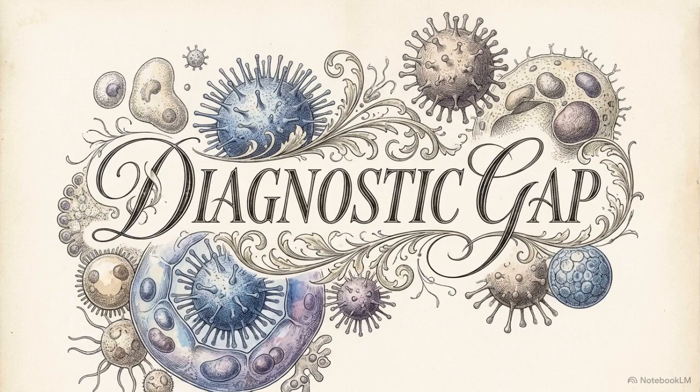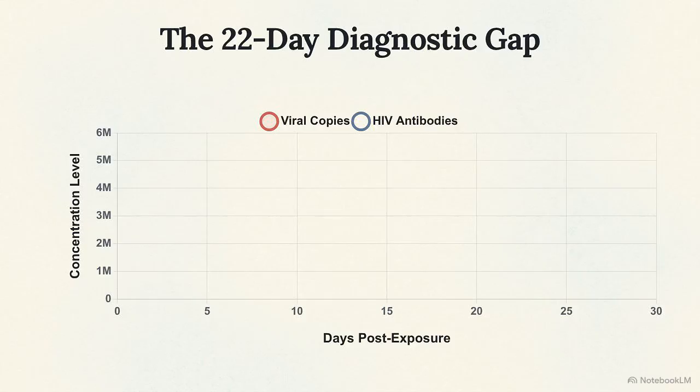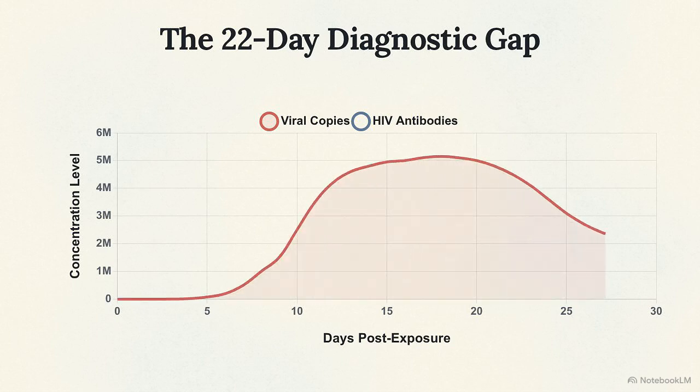Immediately following that initial cellular breach, the patient enters the window period. This is a silent phase where the virus replicates massively, sometimes reaching millions of copies per milliliter of blood, but remains hidden from standard antibody tests.